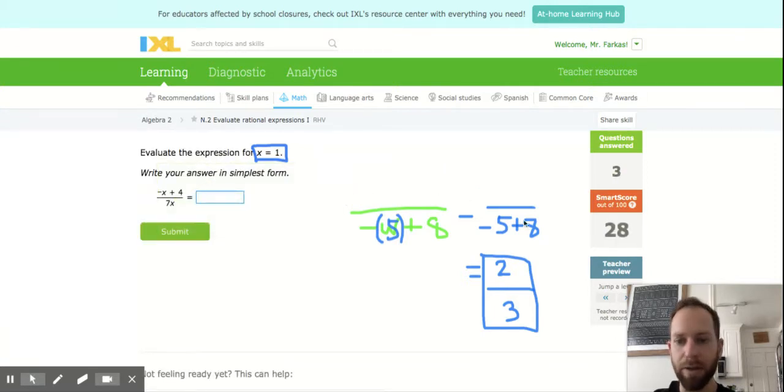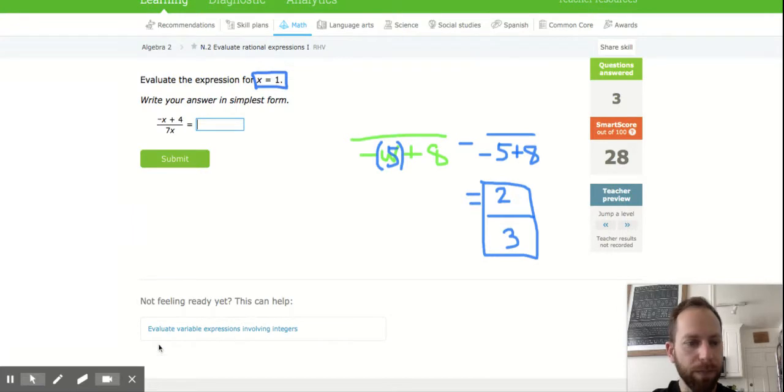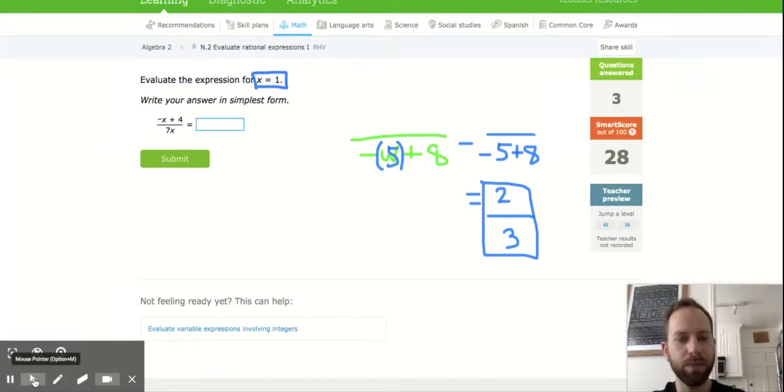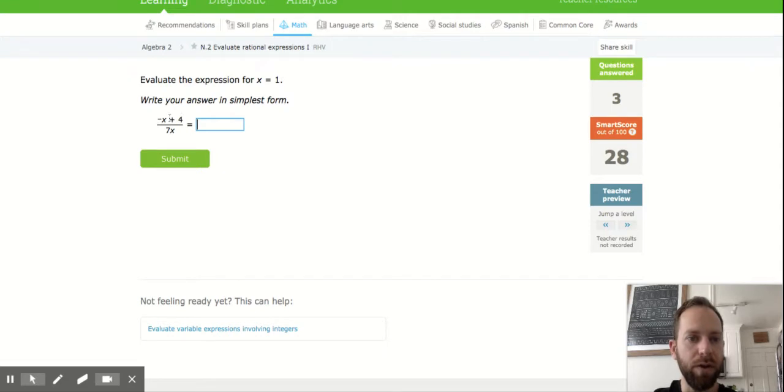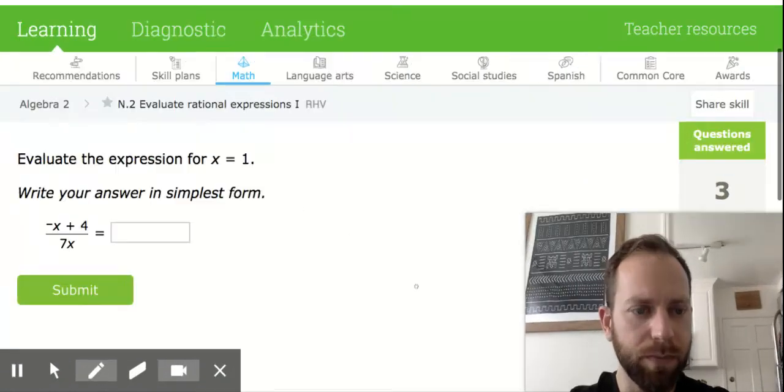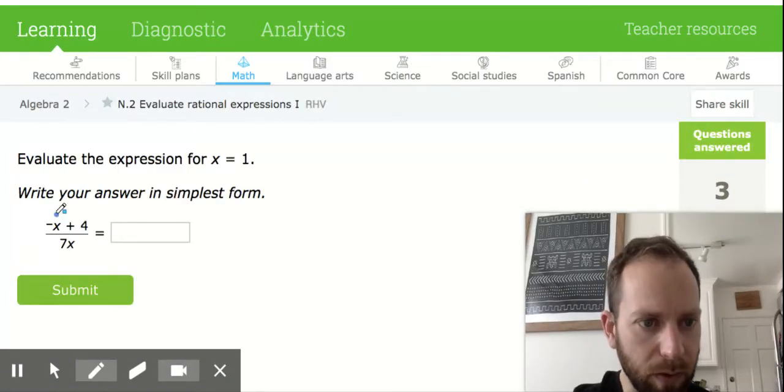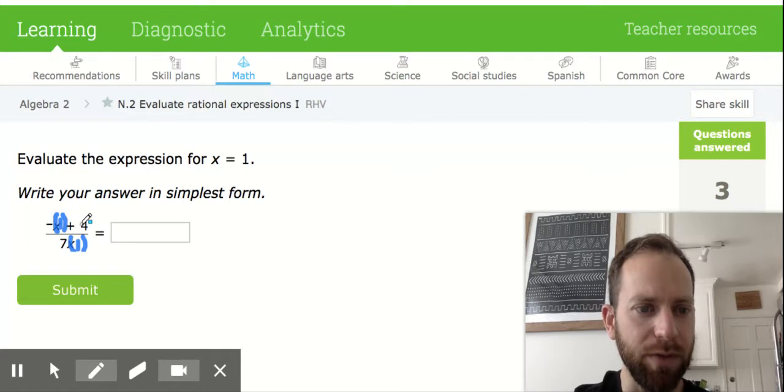All right, let's look at this next one. Here, we're substituting a positive 1. Let's try and just write it in here. Positive 1 and a positive 1. Remember, this is in parentheses. Let's just make this a little bit bigger. There we go. So this should be a positive 1, and this should be a positive 1. And so it's negative 1 plus 4.